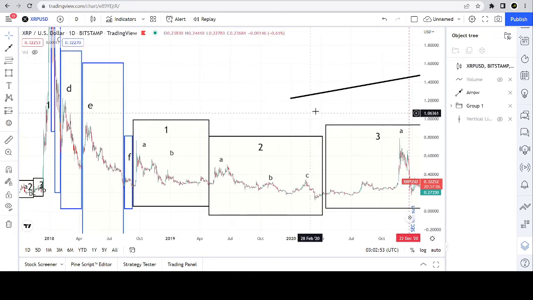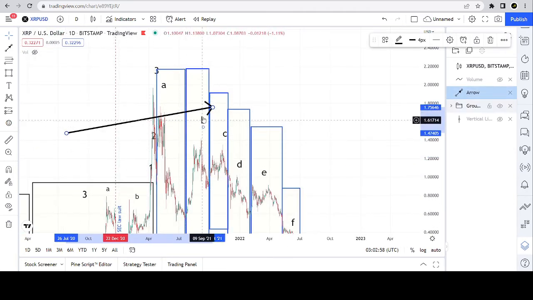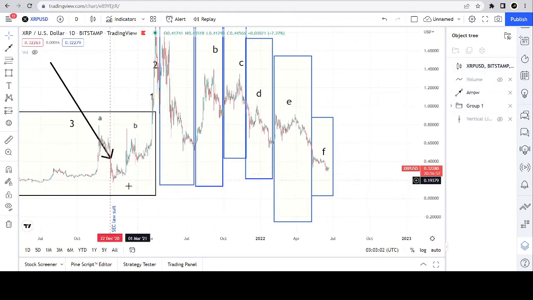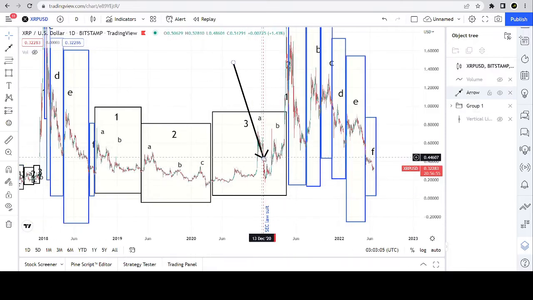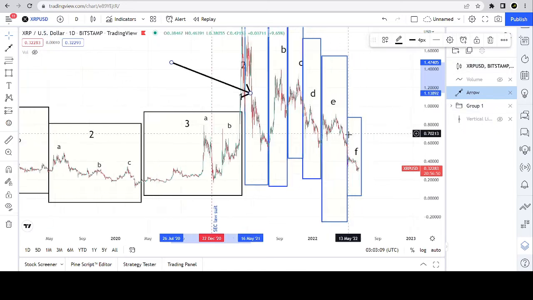So that brings us to where we are today. Now today, and by the way, this right here is the SEC lawsuit. That's when it happened. So abrupt, bam.